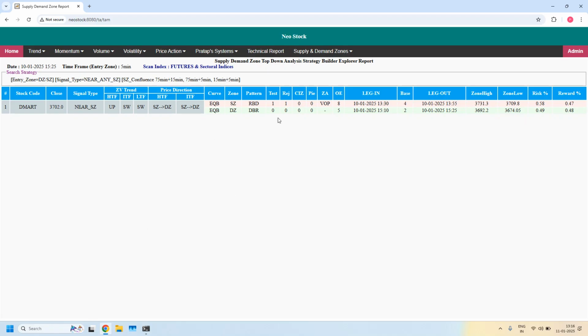So that means this 5 minute zone is part of the 15 minute zone. Both together are part of the 75 minute supply zone. Maybe that is the reason why this zone is strong, already tested once.